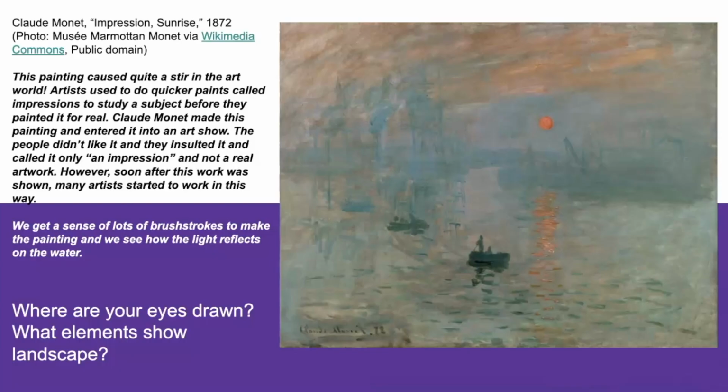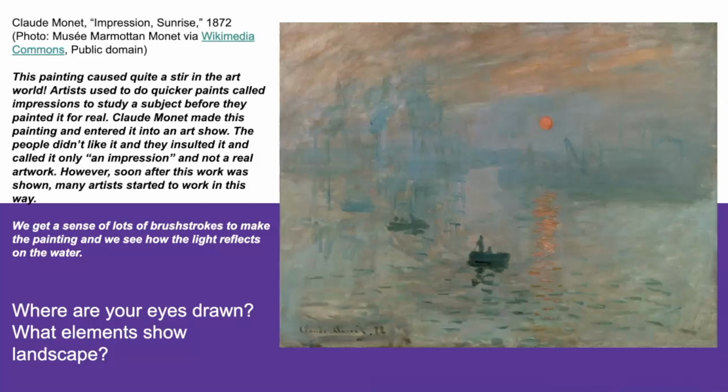And then here's another much different example. This is by Claude Monet. It's called Impression Sunrise from 1872. And this painting caused quite a stir because people were not used to artists painting this way. And they sometimes said it was only an impression and not a real artwork. But the word caught on, and then many artists started to work in this way. You can see lots of brush strokes, and you can see how the light reflects on the water.